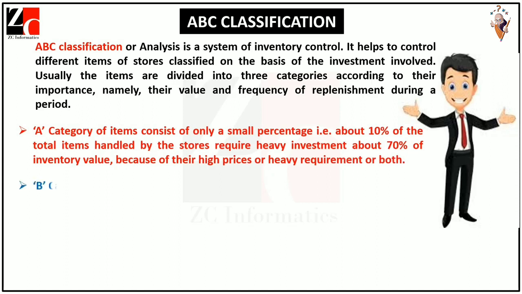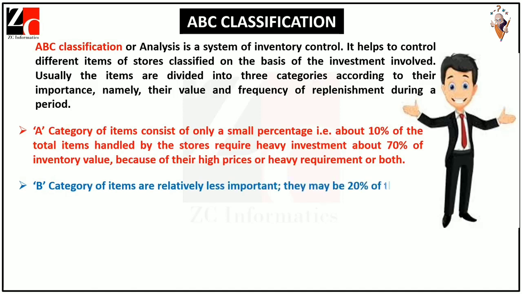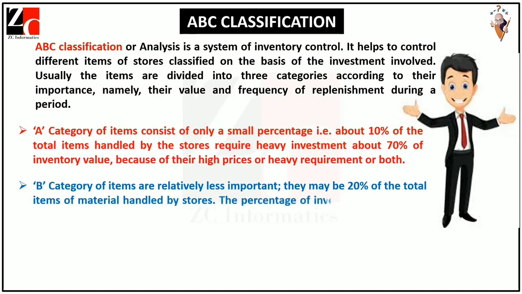B category. B category of items are relatively less important. They may be 20% of the total items of material handled by stores. The percentage of investment required is about 20% of the total investment in inventories.